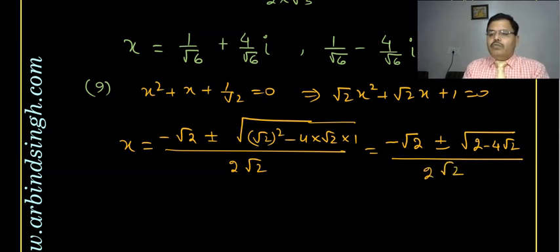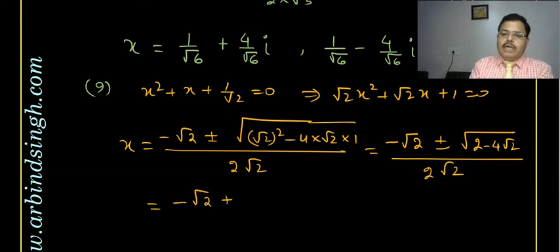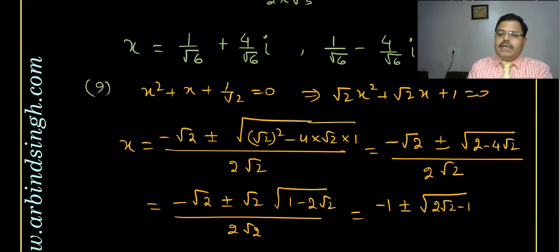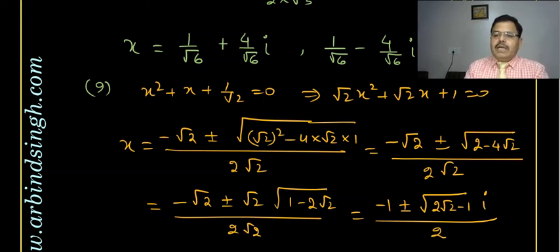So if I take 2 common from this, then outside it will be minus root 2, and root 2 will come. Taking 2 common from inside, it will be under root 1 minus 2 root 2, divided by 2 root 2. So root 2 cancels out, and that can be written as minus 1 plus minus under root of 2 root 2 minus 1 iota divided by 2, because root 2 cancels out. And why have I taken iota? Because the negative sign is taken common outside, and under root of minus 1 is iota.